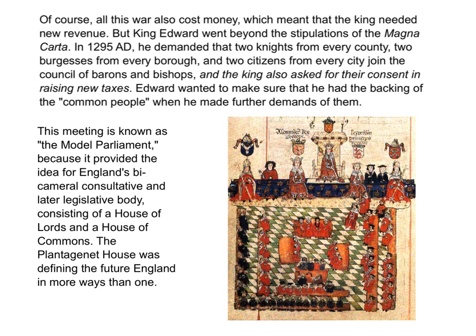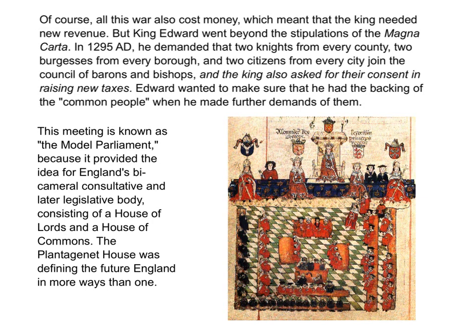In 1295 AD, he demanded that not only would his new taxes be approved by the Great Council, but he wanted 2 knights from every county, 2 burgesses from every borough, and 2 citizens from every city to join the Council of Barons and Bishops, and the king even asked them for their consent. They were not merely advisory, he asked them for their consent in raising new taxes. Edward wanted to make sure that he had the backing of the common people when he made further demands of them.